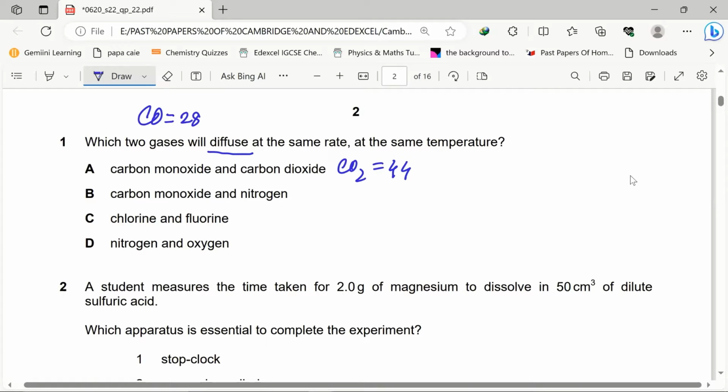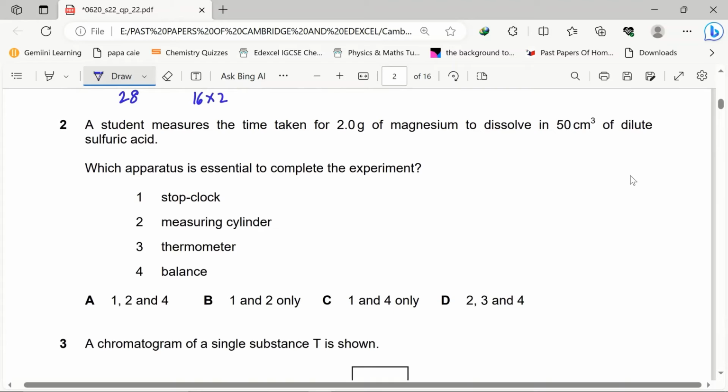So carbon monoxide we have found is 28, and nitrogen is N2, so it's 14 times 2, which is 28. So B should be the only correct answer. Chlorine and fluorine should not have the same mass. Chlorine is 35.5, and we know chlorine is Cl2, so 35.5 times 2, and fluorine is 19 times 2, so it's not the same. And nitrogen we have found is 28, and oxygen is 16 times 2, which is 32. So clearly C, D, or A is not correct. So B is the only correct answer.